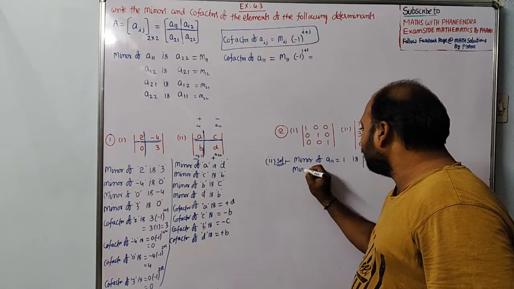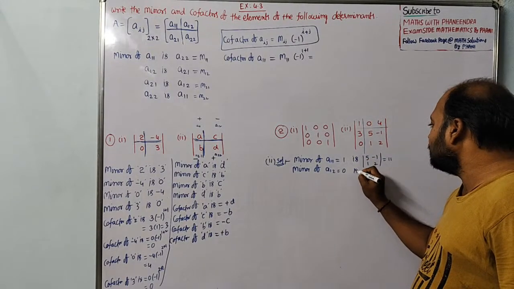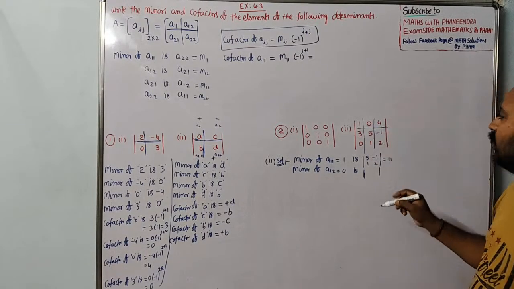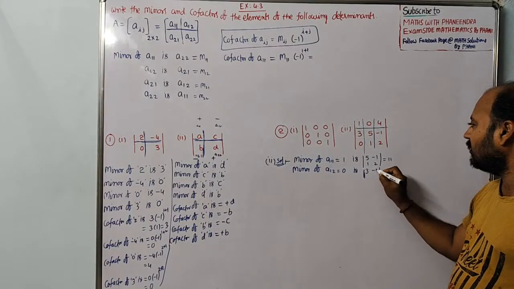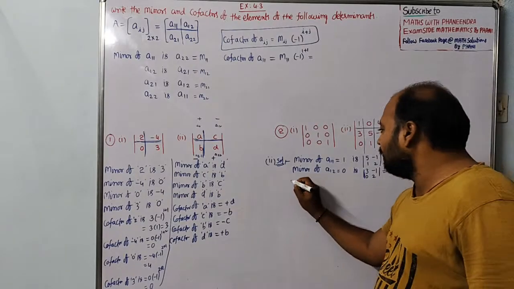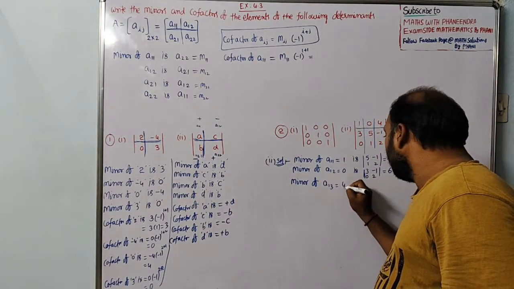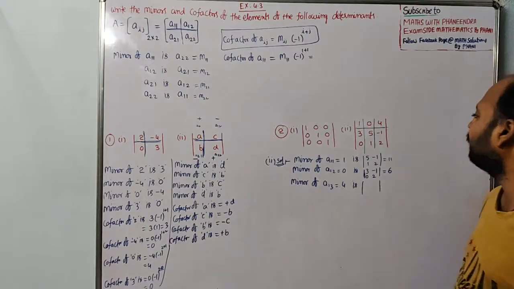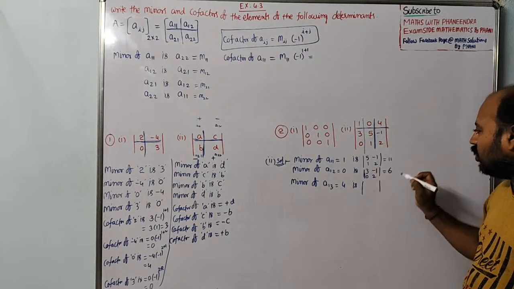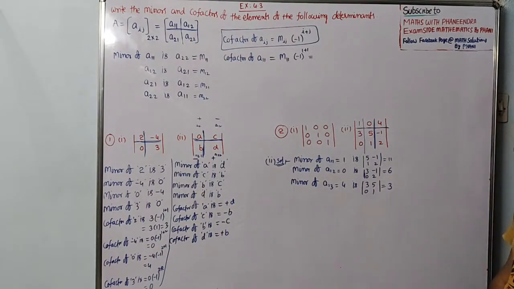Minor of A12 is, see, we are eliminating second column and first row, 3 minus 1, 0, 2, which is equal to 6 minus 0. Next, minor of A13, 4 is, we are eliminating this column and this row, 3, 5, 0, 1. So this one is 3.